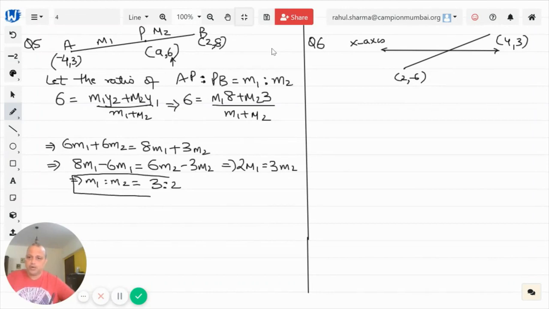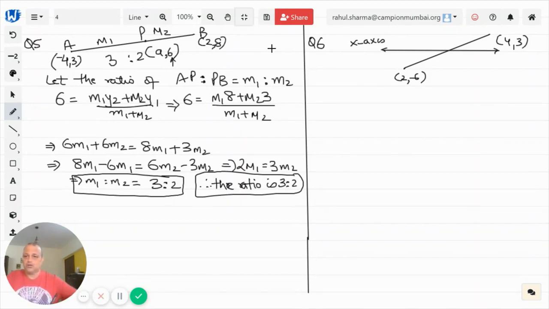So we figured out part 1, which is the ratio between AP is to PB. Therefore, the ratio is 3 is to 2. Now there is a second part to this question, which is also find the value of A. Now we need to find this value of A, and I know that M1 is to M2 is 3 is to 2. So now let's put this for the x coordinate, which means A is equal to M1 x2 plus M2 x1 upon M1 plus M2.